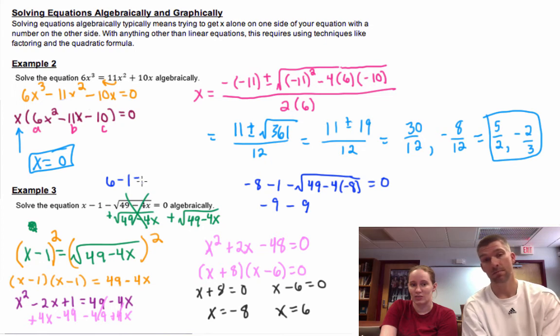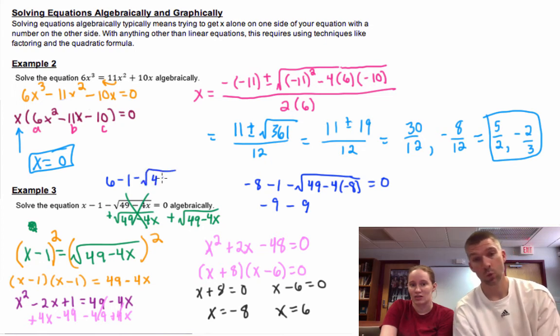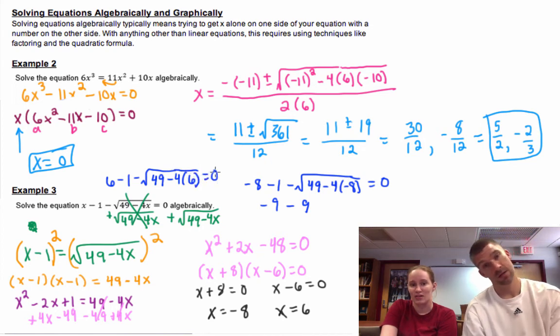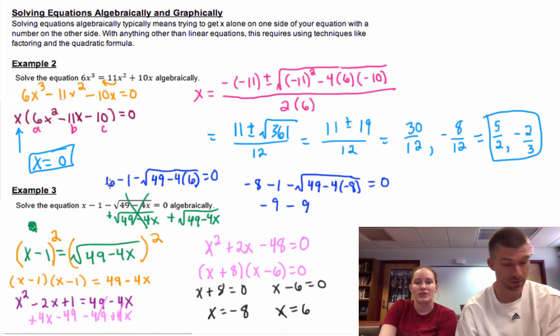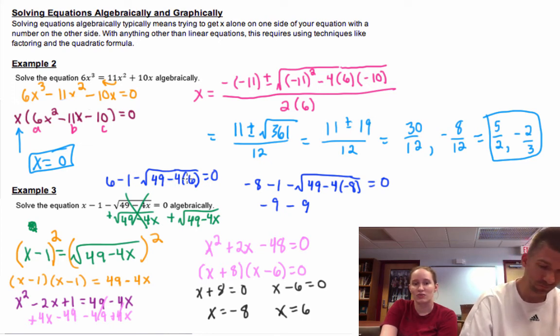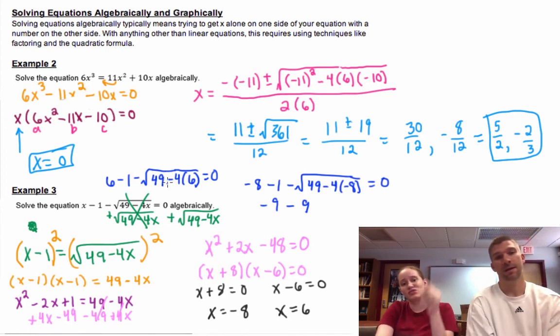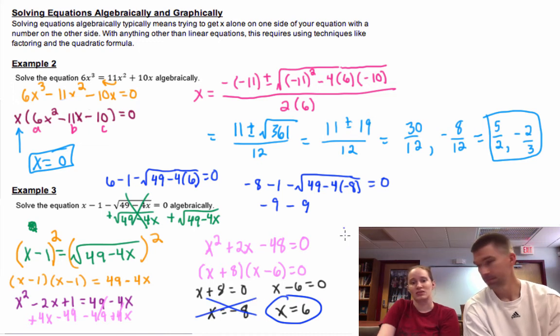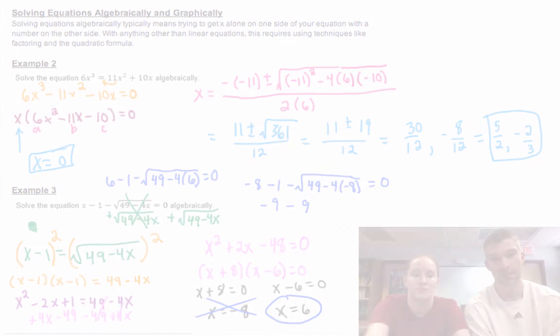Let's see if the other one works. Hopefully the other one will, or we could be in deep trouble. Otherwise we messed up somewhere. So this is 5 minus the square root of 49 minus 24, which is 25. The square root of 25 is 5, which means that's the right one. There we go. So we'll take that guy, not that guy. So x equals 6. Boom, shakalaka.